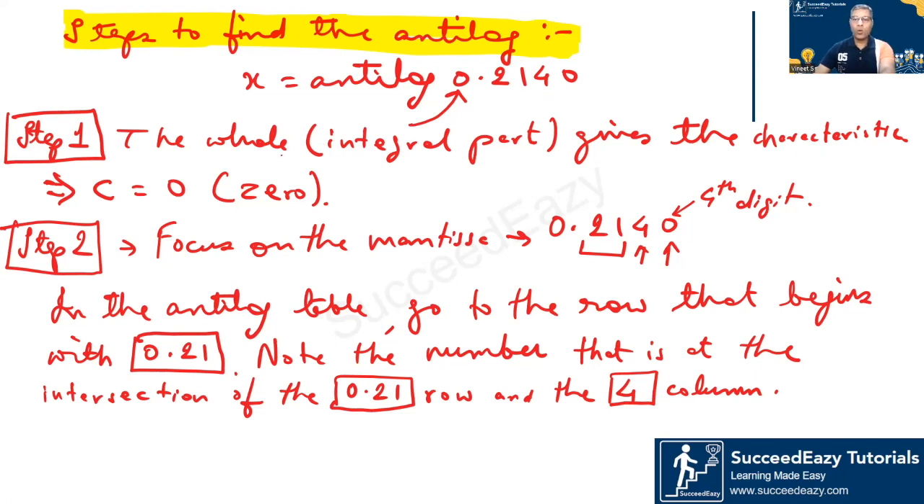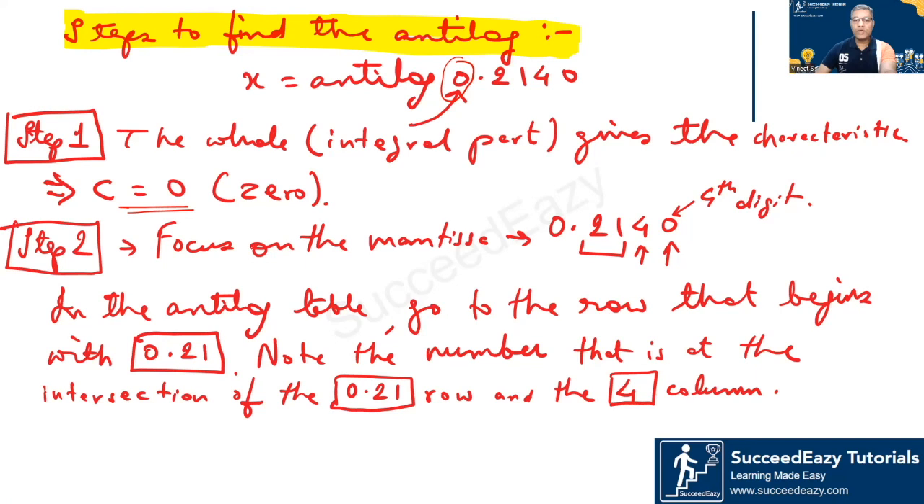Step 1, the whole integral part gives the characteristic, that is c equals 0. How? The integral part of this number gives us the characteristic of the anti-log. So c is equal to 0. That is, the characteristic is equal to 0. Now hold on to this. We will use this later to put the decimal. I'll explain that a little bit later.